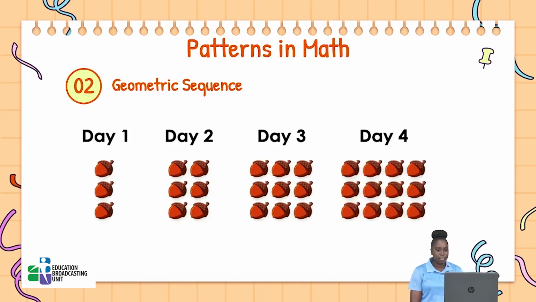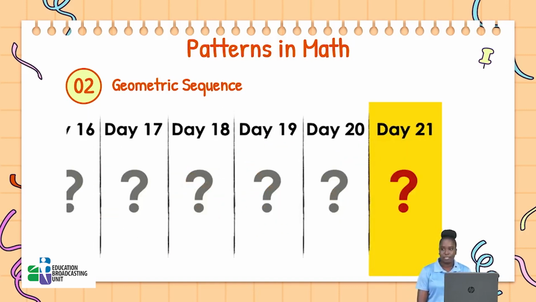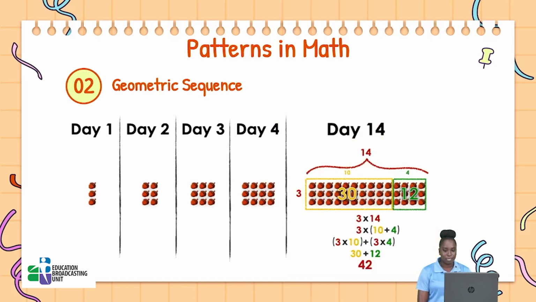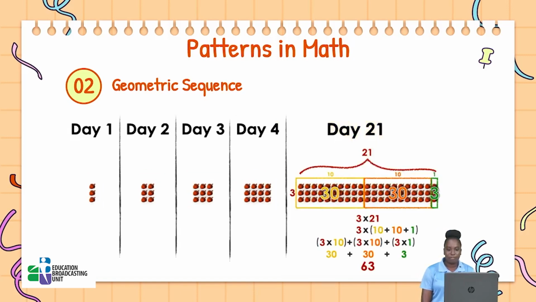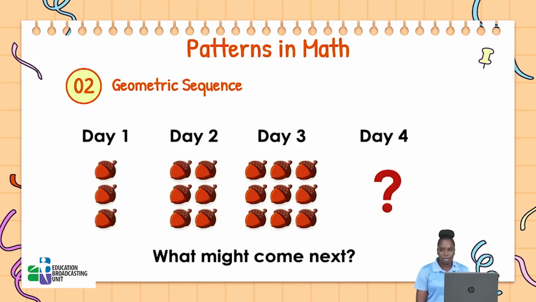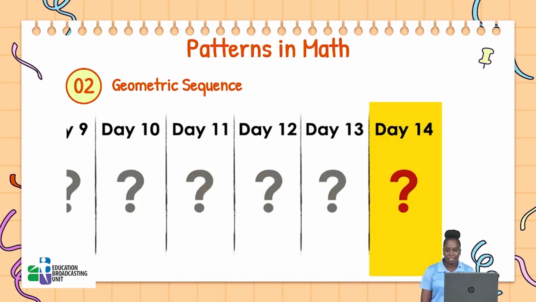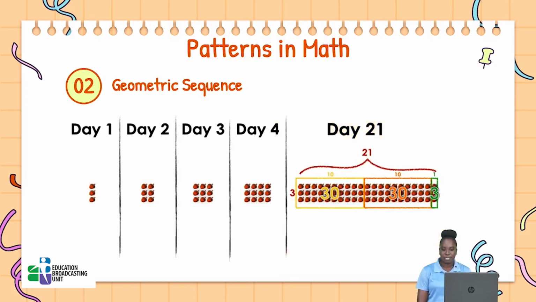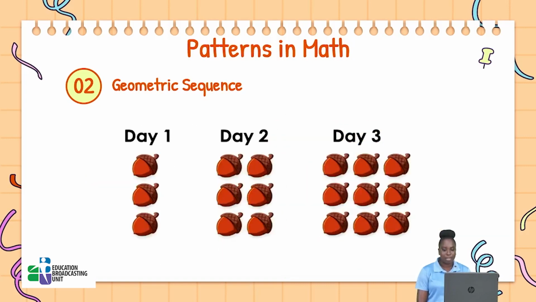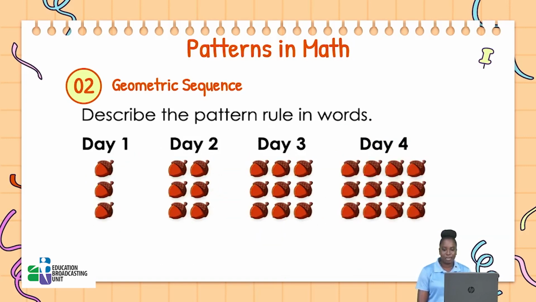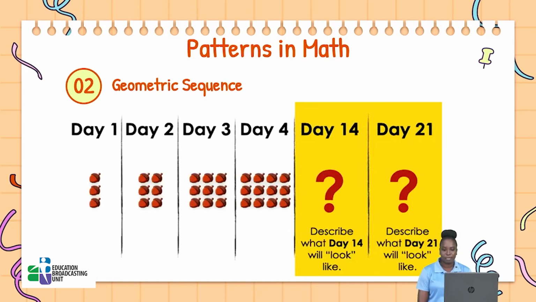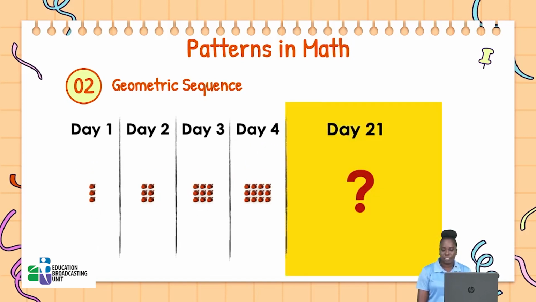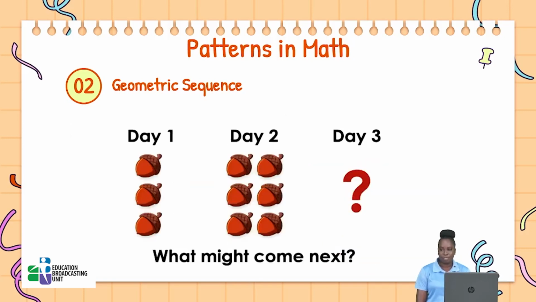Another pattern is called or known as the geometric pattern or sequence. This is a sequence of numbers that are based on multiplication and division. If two or more numbers in the sequence are provided, we can easily find the unknown numbers in the pattern using multiplication and division operations.